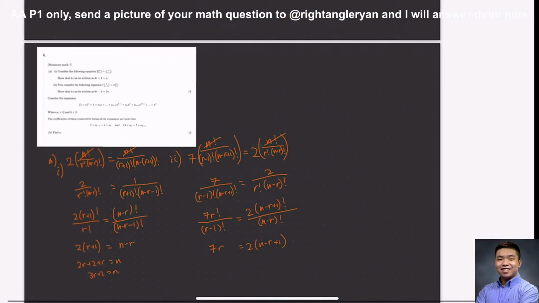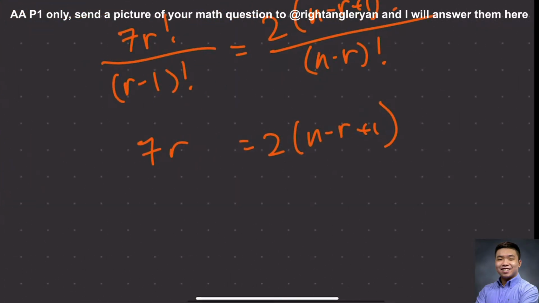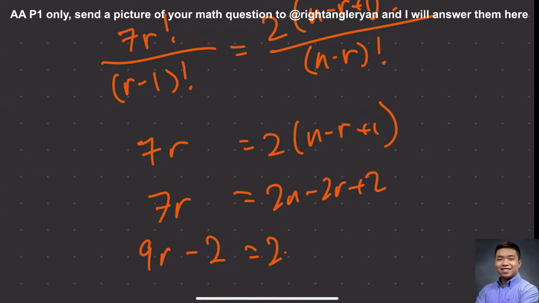Now we just have to do some rearranging and make 2n on the right. Make 2n on the right, okay? So this is 2n minus 2r plus 2. Move everything to the left except for the 2n. So we have 9r minus 2 equals 2n.